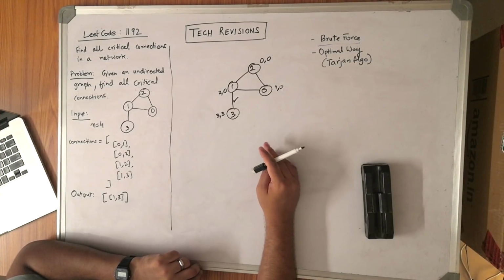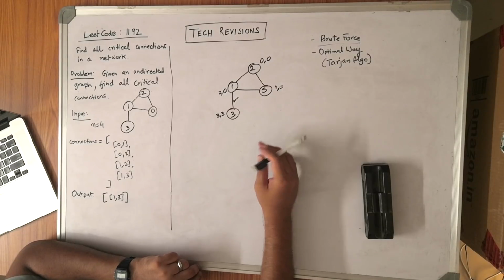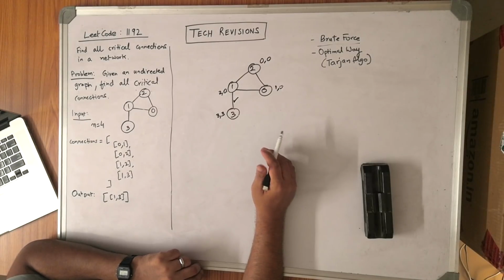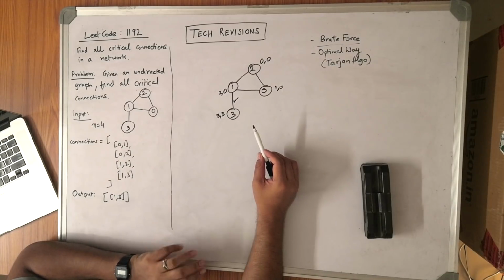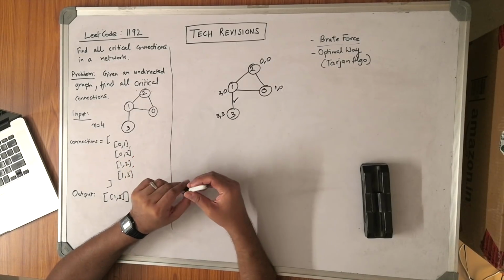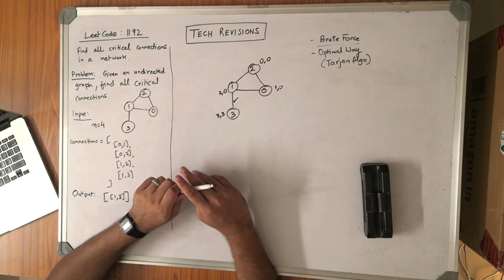I hope that clears up Tarjan's algorithm and the optimal way of finding critical connections in a network. This is a fairly complex algorithm to understand, but once you see the picture, once you see the reasoning behind it, then it is extremely clear. Yeah, thank you.